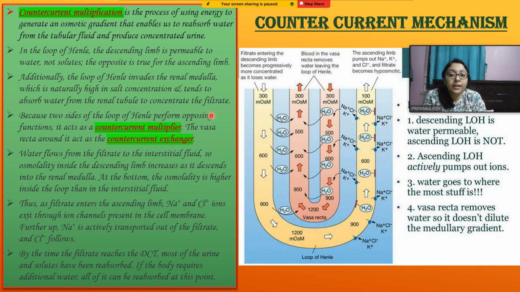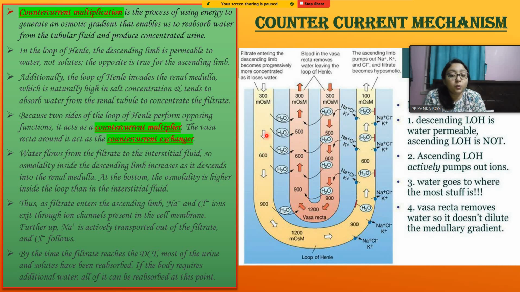So what happens is that in the loop of Henle, like I've already said, the descending limb is permeable to water but not solutes, and the opposite is happening for the ascending limb. It is permeable to ions but not permeable to water. It is impermeable to water.